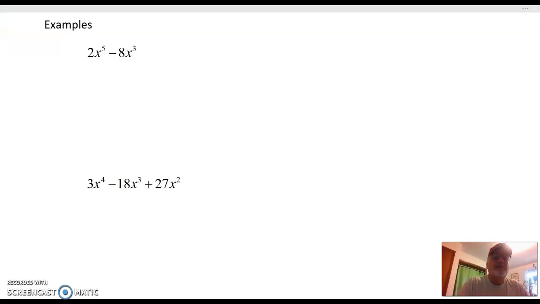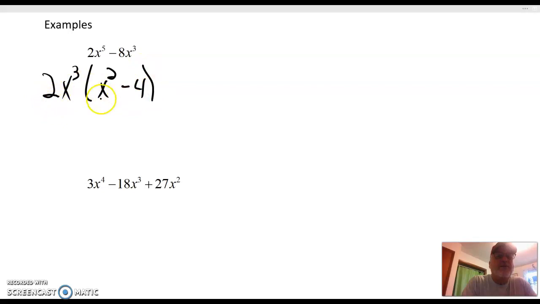so first one, GCF. The GCF I'm going to factor out is x cubed. And that leaves me with x squared. Oh, let's factor out a 2x cubed, excuse me. That leaves me with an x squared minus 4. Right, because 2x cubed times x squared is 2x to the fifth. 2x cubed times 4 is 8x cubed. Okay, so that's just a GCF.